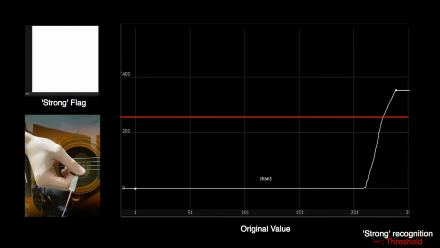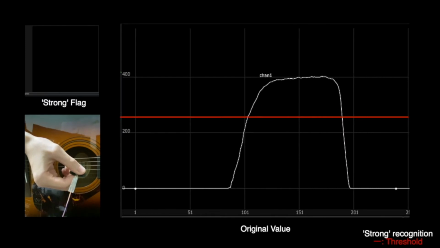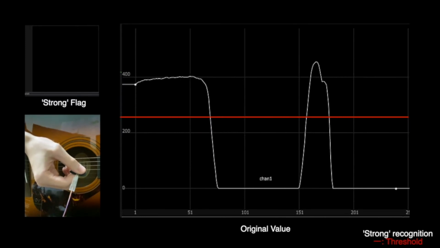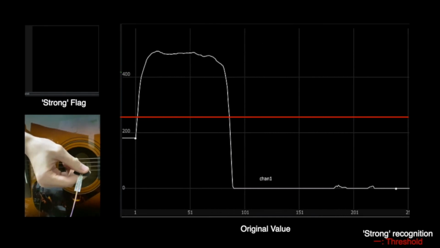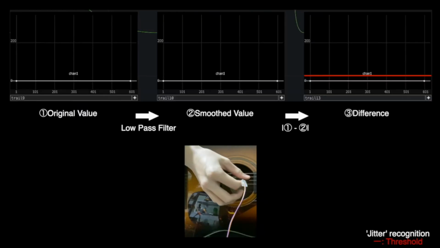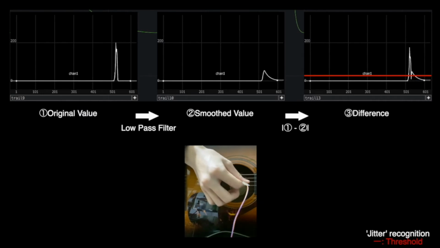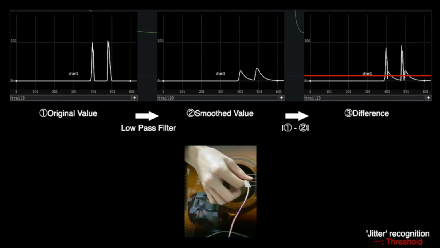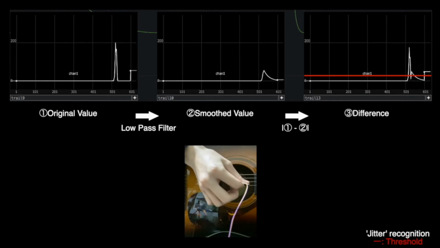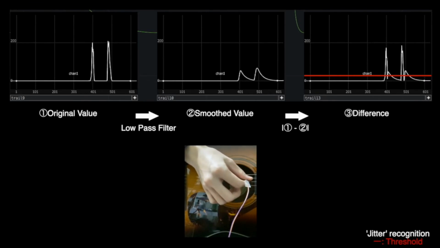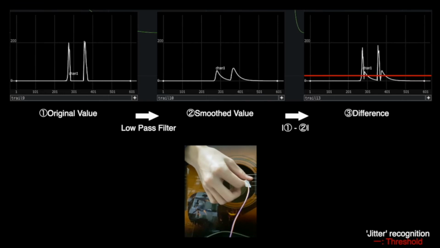This is a movie of strong recognition. When the pressure value is higher than one threshold, strong flag turns on. This is a movie of jitter recognition. Specifically, it indicates a state that the difference between the original pressure value and the pressure value after applying the low-pass filter exceeds a certain threshold.